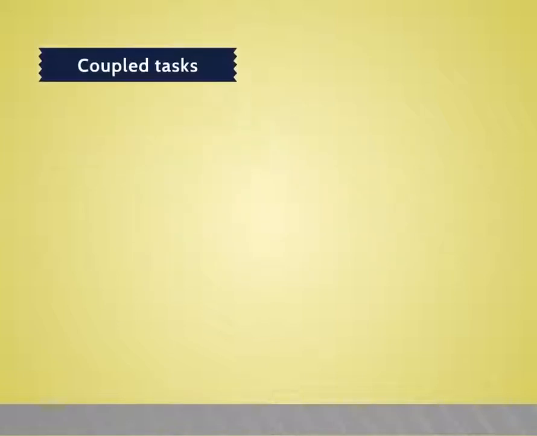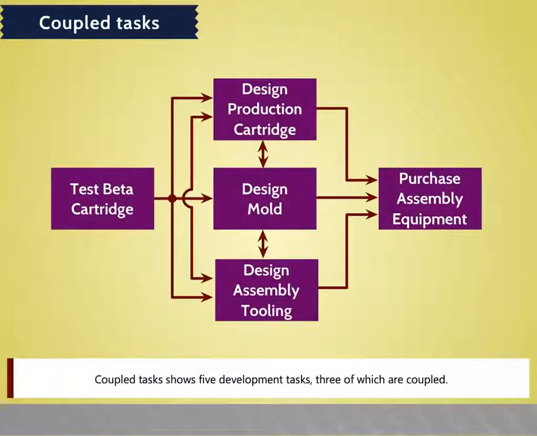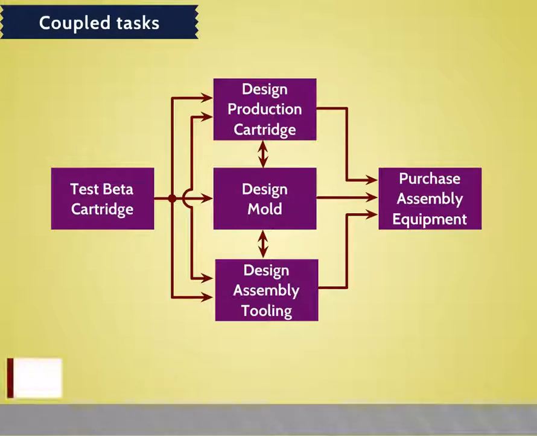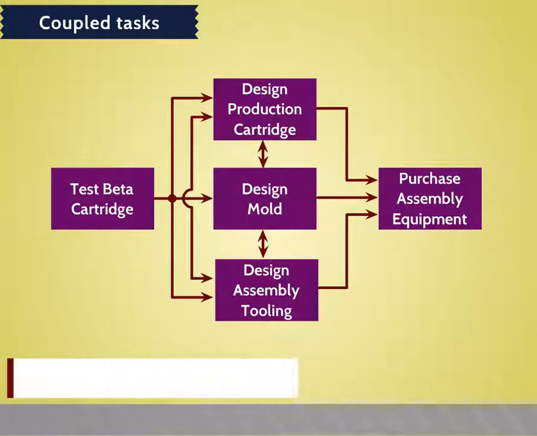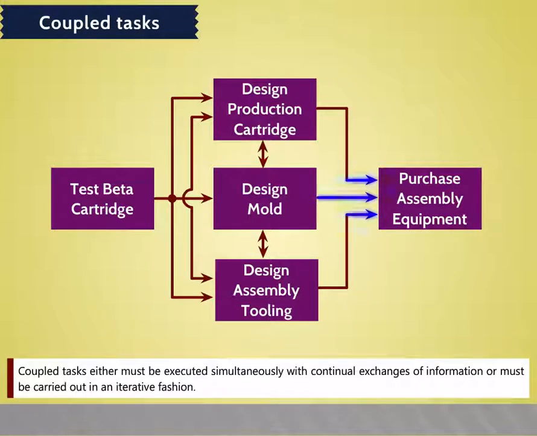Coupled task. Coupled task shows 5 development tasks, 3 of which are coupled. Coupled tasks are mutually dependent. Each task requires the result of the other task in order to be completed. Coupled tasks either must be executed simultaneously with continual exchanges of information or must be carried out in an iterative fashion.